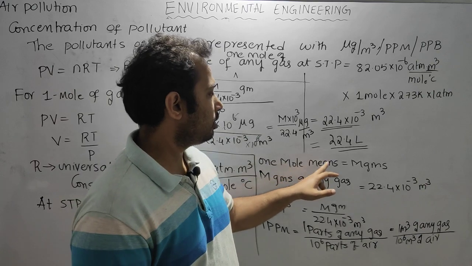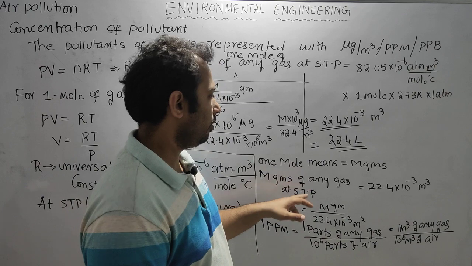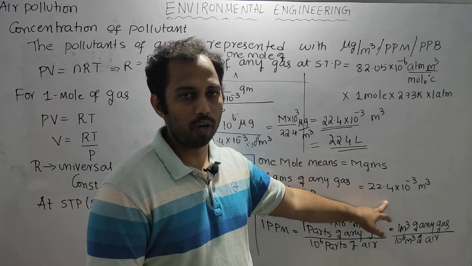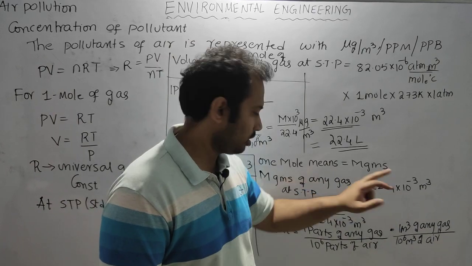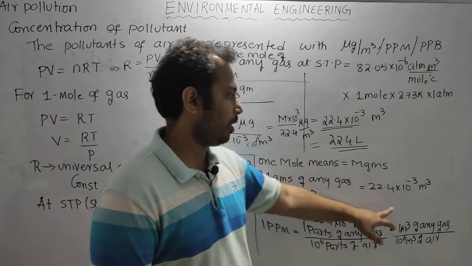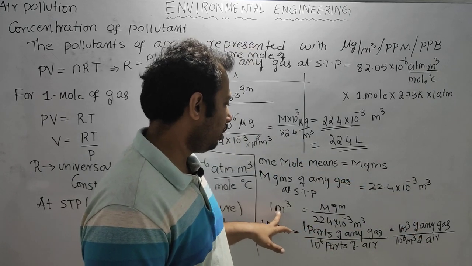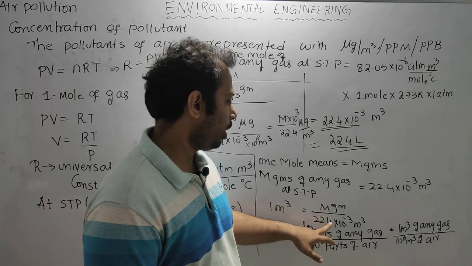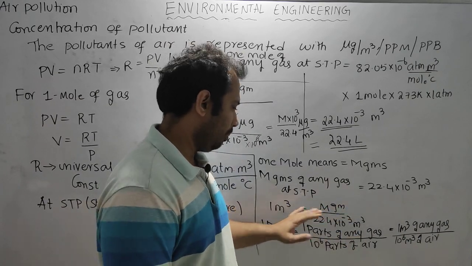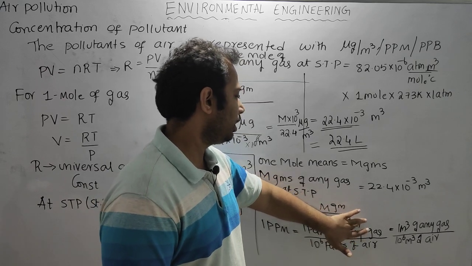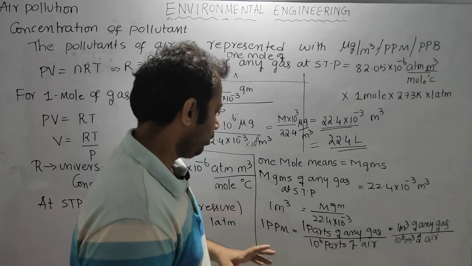So 1 mole means m grams. 1 mole of any gas at STP has a volume of 22.4 liters. That means m grams has a volume of 22.4 liters. So if I want the mass of 1 meter cube, then 1 meter cube should have a weight of m by 22.4 into 10 to the power of minus 3 grams. This is the weight of 1 meter cube of gas.